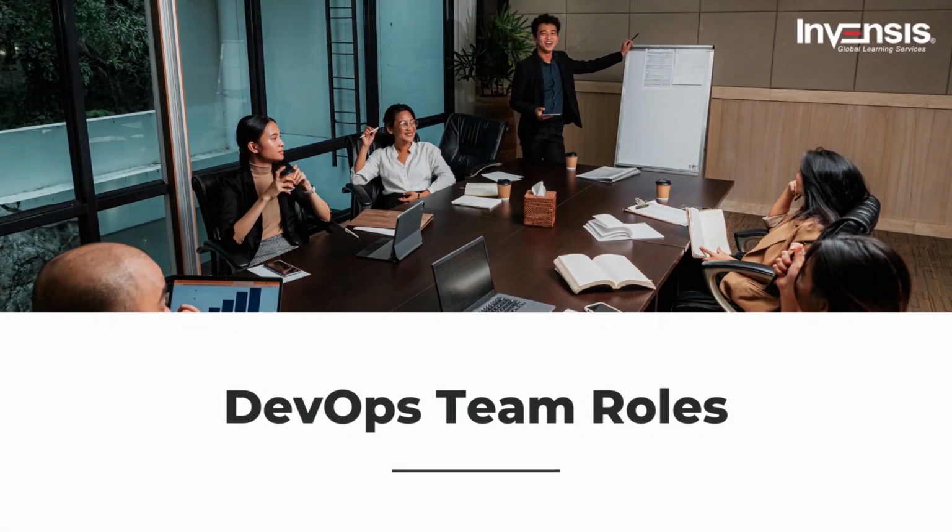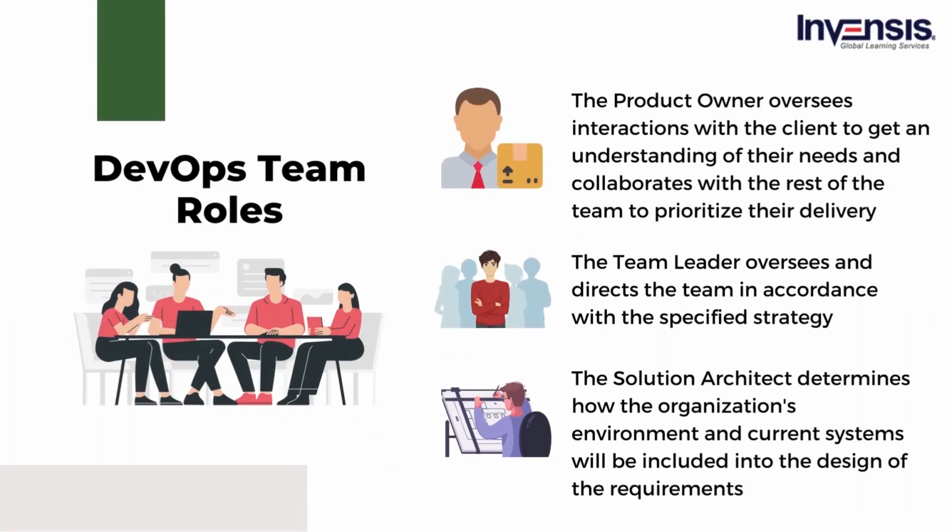As the DevOps team is anticipated to have end-to-end responsibility for the service, the following responsibilities are expected within the team. The product owner oversees interactions with the client to get an understanding of their needs and collaborates with the rest of the team to prioritize their delivery and integrate feedback. The team leader oversees and directs the team in accordance with the specified strategy, for example, Scrum, Kanban, Lean, and so on. Additionally, this improves collaboration with other teams. The solution architect determines how the organization's environment and current systems will be included in the design of the requirements.